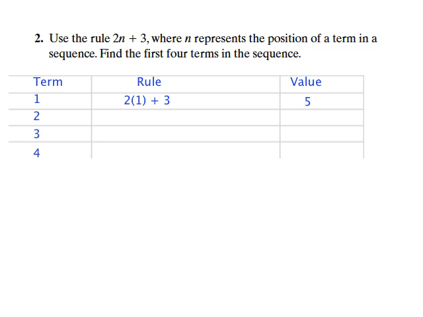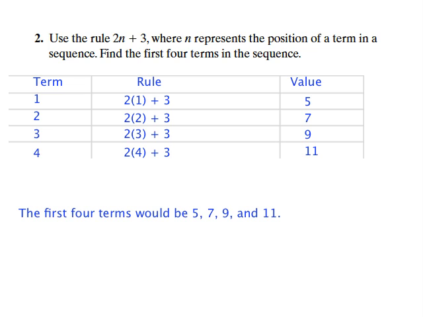For term 2, 2 times 2 plus 3 would have a value of 7. For term 3, 2 times 3 plus 3 would have a value of 9. And for term 4, 2 times 4 plus 3 would have a value of 11. The first 4 terms would be 5, 7, 9, and 11. Pause the video if you need more time to copy down this example. Don't forget to write down any questions you might have that we can discuss in class tomorrow.